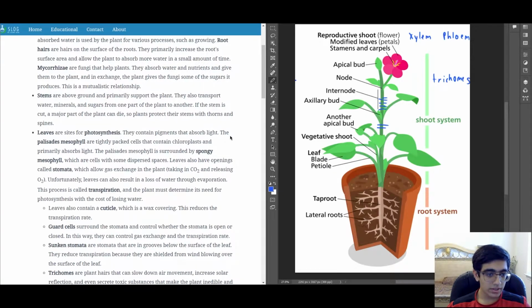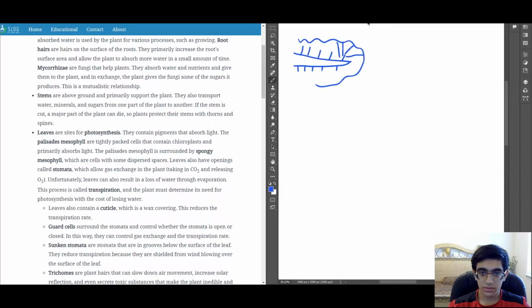The leaves also contain palisades mesophyll, which are tightly packed cells containing chloroplasts, and these chloroplasts absorb light. The palisades mesophyll are surrounded by spongy mesophyll. It's a different type of mesophyll cells. And so these spongy mesophyll cells are dispersed, so there are spaces in between these cells.